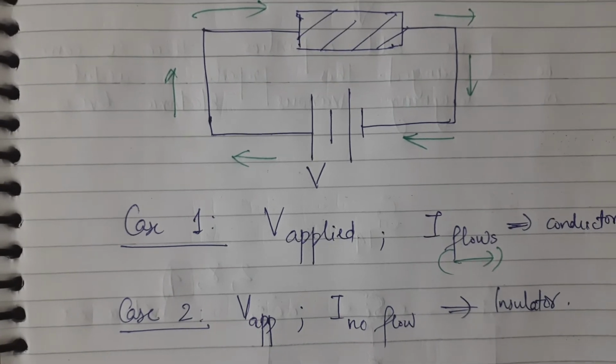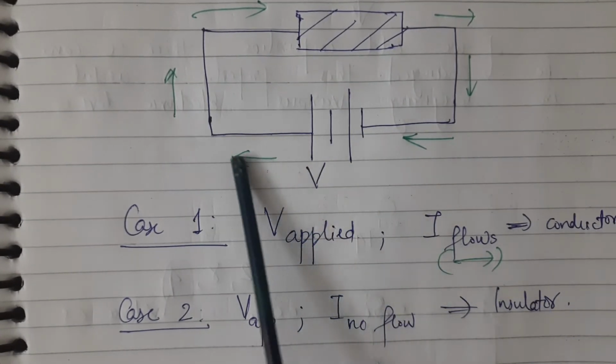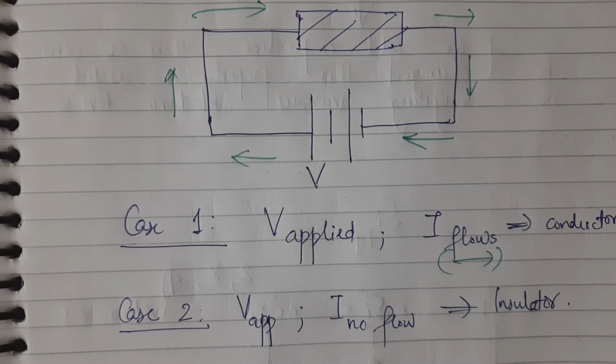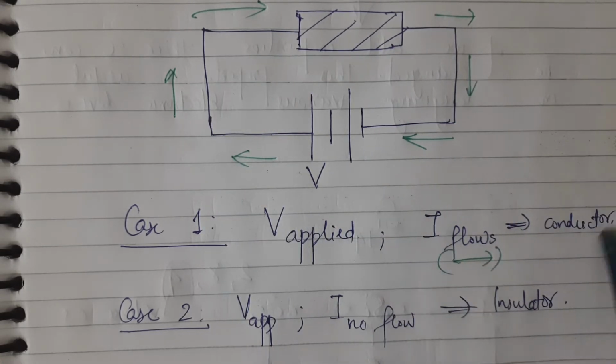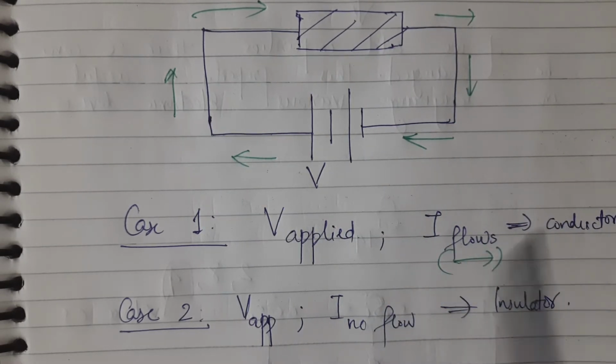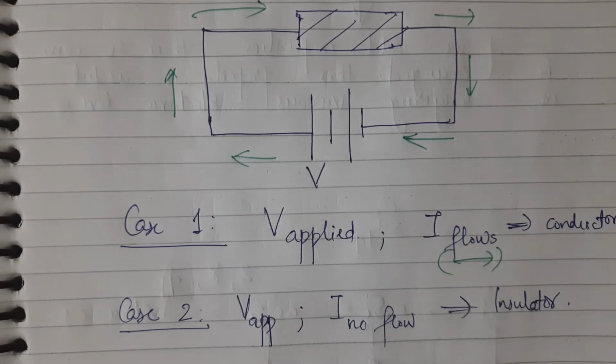Case 2 is where we apply the voltage but nothing is happening, no current flow. That is, these green lines won't be there. Then it is called an insulator. And there is a third case. We apply the voltage and a moderate amount of current is flowing, not like the first case, but comparatively very much less than that, but a current is flowing. Such materials are called semiconductors.